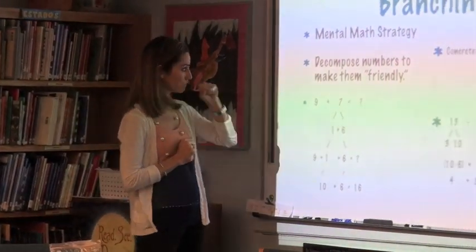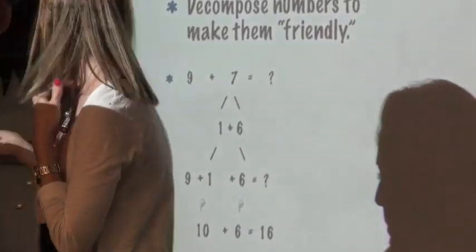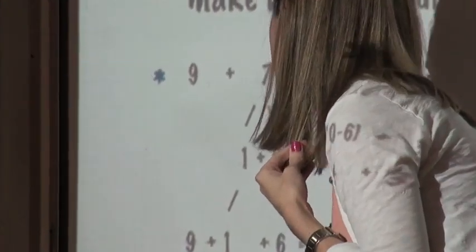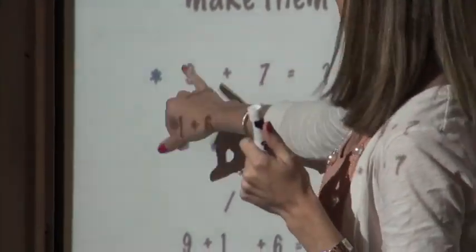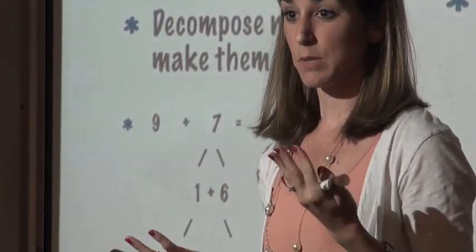The first one, 9 plus 7. So we see that number sentence. And I'm going to say I have the number 9. It's really close to the number 10. So how close is it to the number 10? How many more do I need to get to 10 if I have 9? How many more? 1. I need 1.